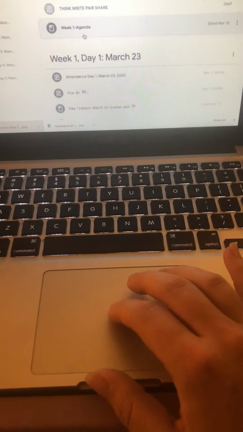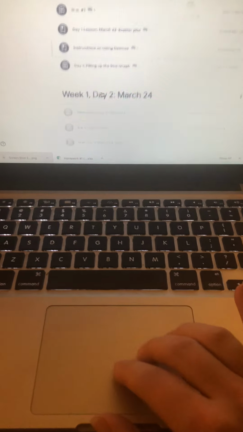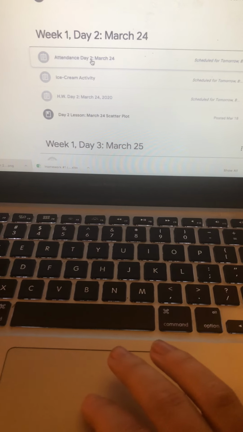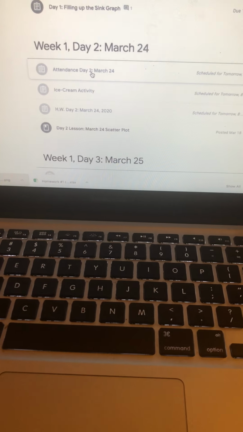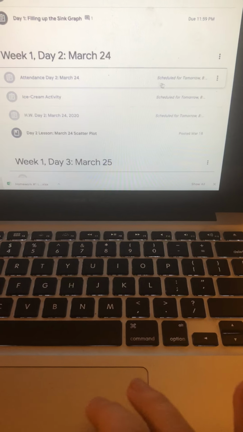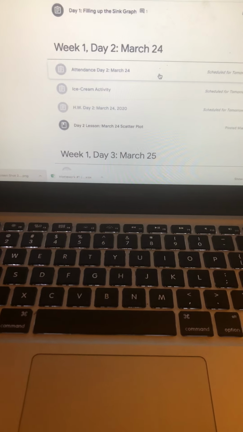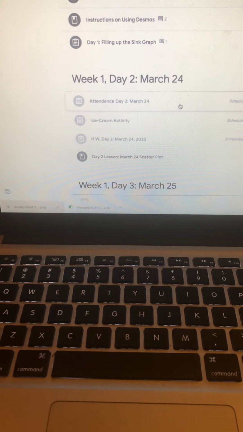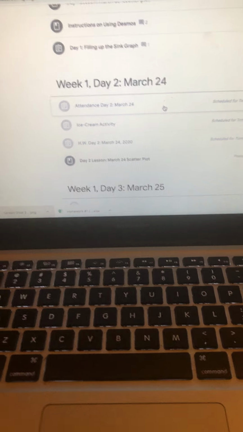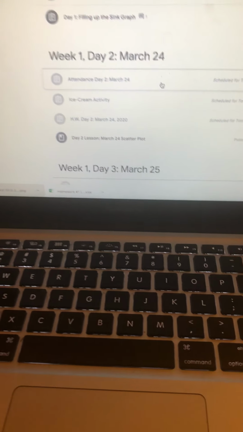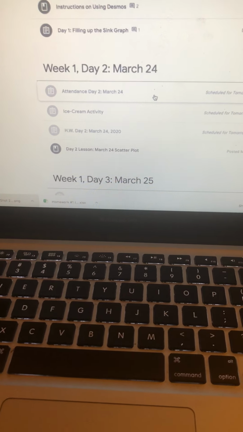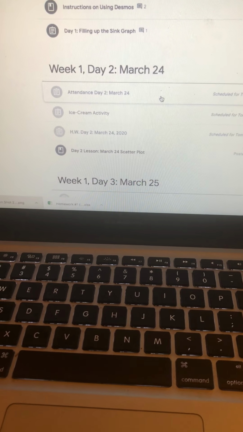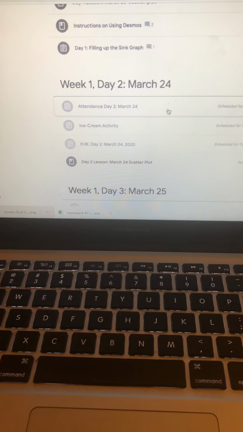So I'm going to scroll down to week 1, day 2. The first thing you would do is make sure you complete your attendance and submit it. That's going to be scheduled at 8 a.m. I think just because everyone was logging on at the same time, my attendance didn't post until like 8:01 or something like that. So just be mindful that it's coming. Make sure you get that in because we are checking that you're signing in every morning. That should be your top priority every time.